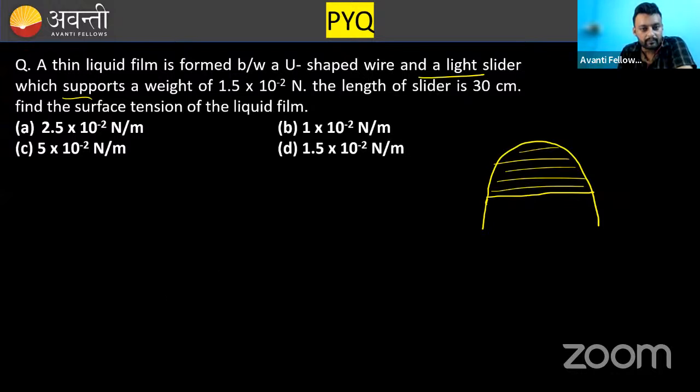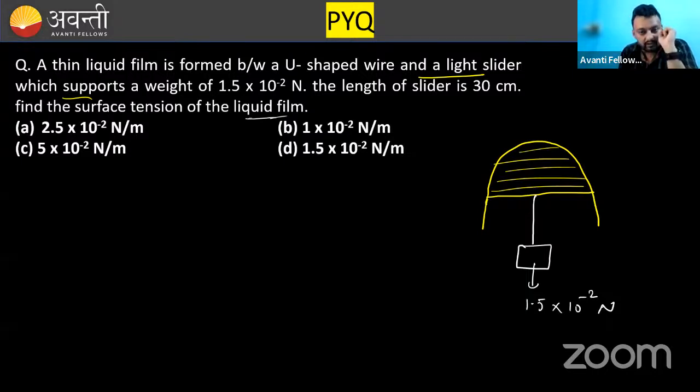Again, they are saying it supports a weight from this slider. How much is the weight? 1.5 into 10 raised to the power minus 2 Newton weight is supported. The length of the slider is 30 centimeter. Find the surface tension of the liquid film.